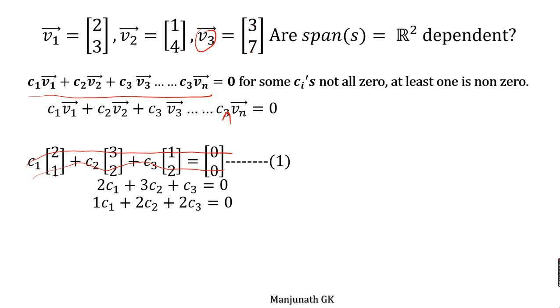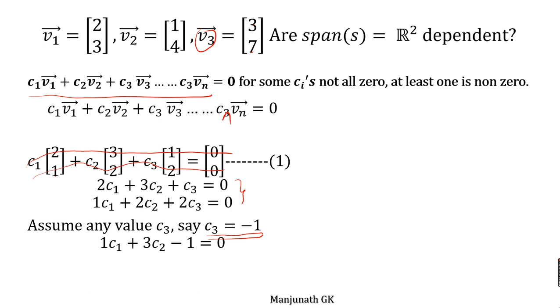Assume any value of C3. Here I have assumed C3 equals -1. It can be any real value. Assume any value of C3. Here -1 is assumed. So these two equations become 1 into C1 plus 3 into C2 minus 1.